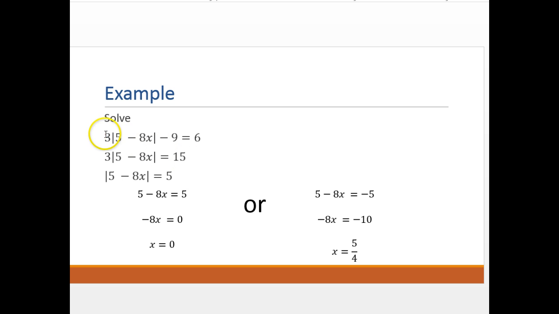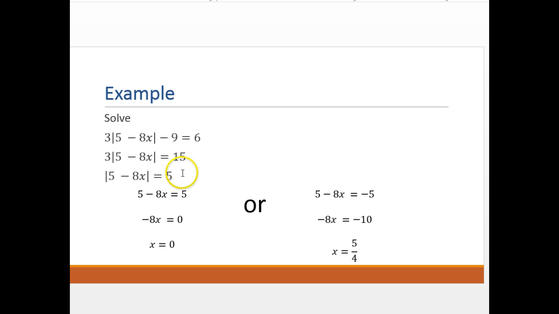Here's an example where you have to manipulate things first. It's 3 times the absolute value of 5 minus 8x, minus 9, equals 6. To set these up, I need to isolate the absolute value first. So let's add 9 to both sides. We get 3 times the absolute value of 5 minus 8x equals 15. Divide both sides by 3, I get absolute value of 5 minus 8x equals 5.